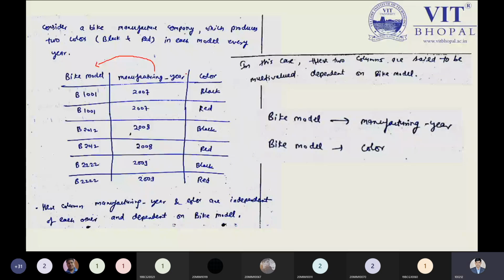Manufacturing year is an attribute that will depend on the bike model. So we can say this is the dependency we have. Is it true? Say yes or no. Yes, sir.